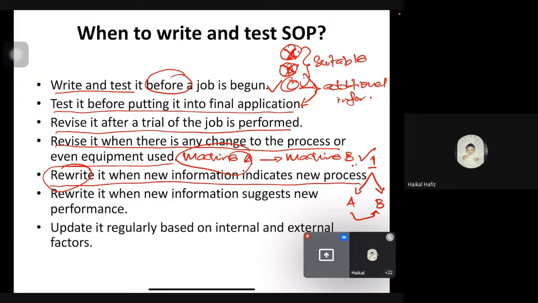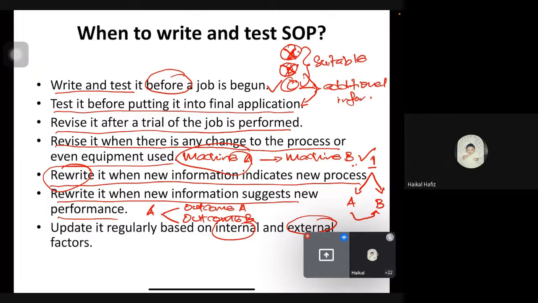The same goes over here: rewrite it when new information suggests new performance. Let's say if you put substance A before this, the outcome is outcome A. After buying a new machine and you put substance A, it is going to be outcome B. So you need to change or rewrite the SOP and update it regularly based on internal and external factors.